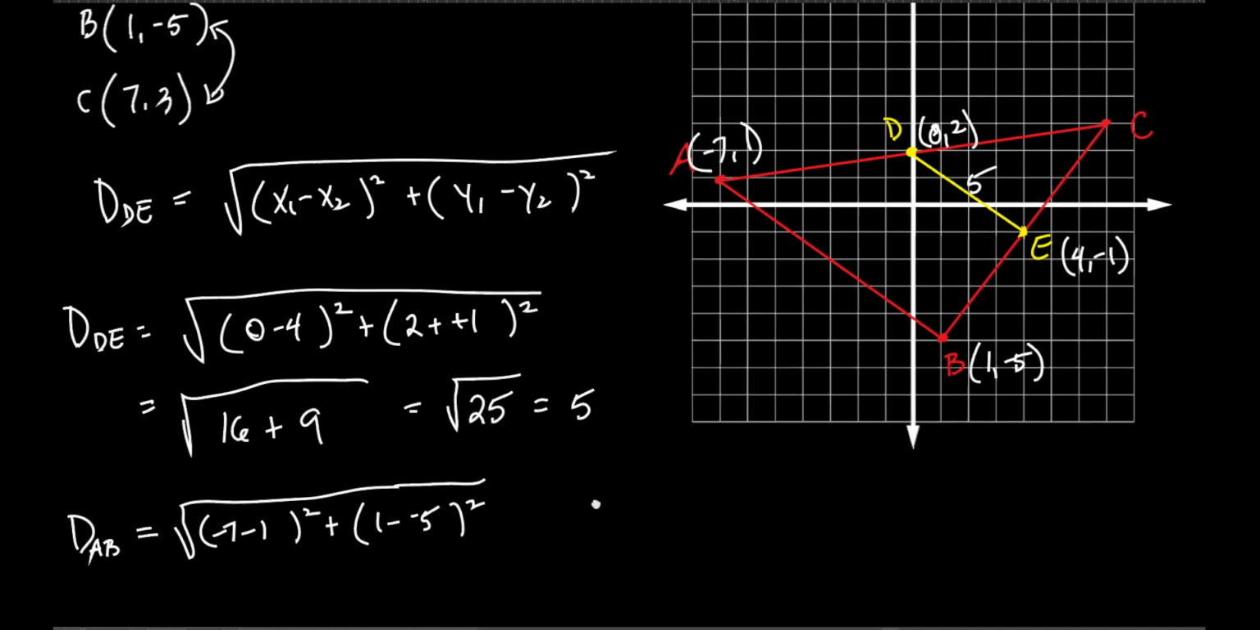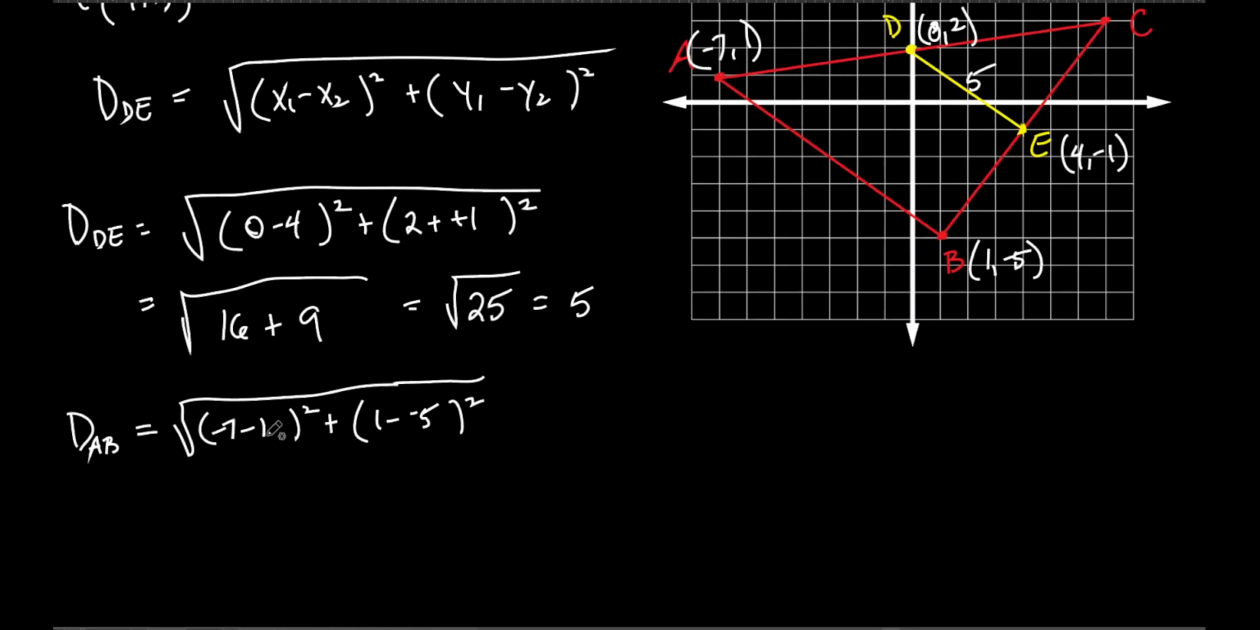Okay? -7 minus 1 is -8. Again, I'm squaring it, so I don't care about the negative. So what's 8 squared? 8 times 8, 64. Plus 1 minus -5. Minus negative is plus, so that's a 6. What's 6 squared? 36. 64, 36 is 100. What's the square root of 100? What times itself is 100? It's 10. Isn't that what we said it should be?